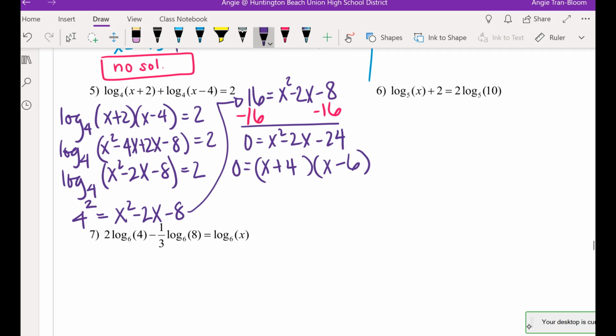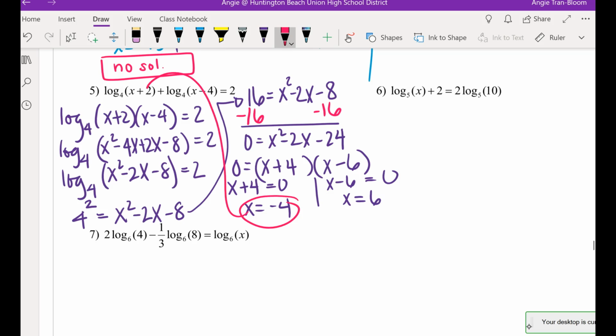How do you solve for x? Let's take each factor and set it equal to 0. Very good. You have 2 answers, negative 4 and positive 6. Should I box them both up? No. Which one are you going to cross out? Negative 4, because when I check it, it makes the log negative, so I can't have it. So I will only box up 1.